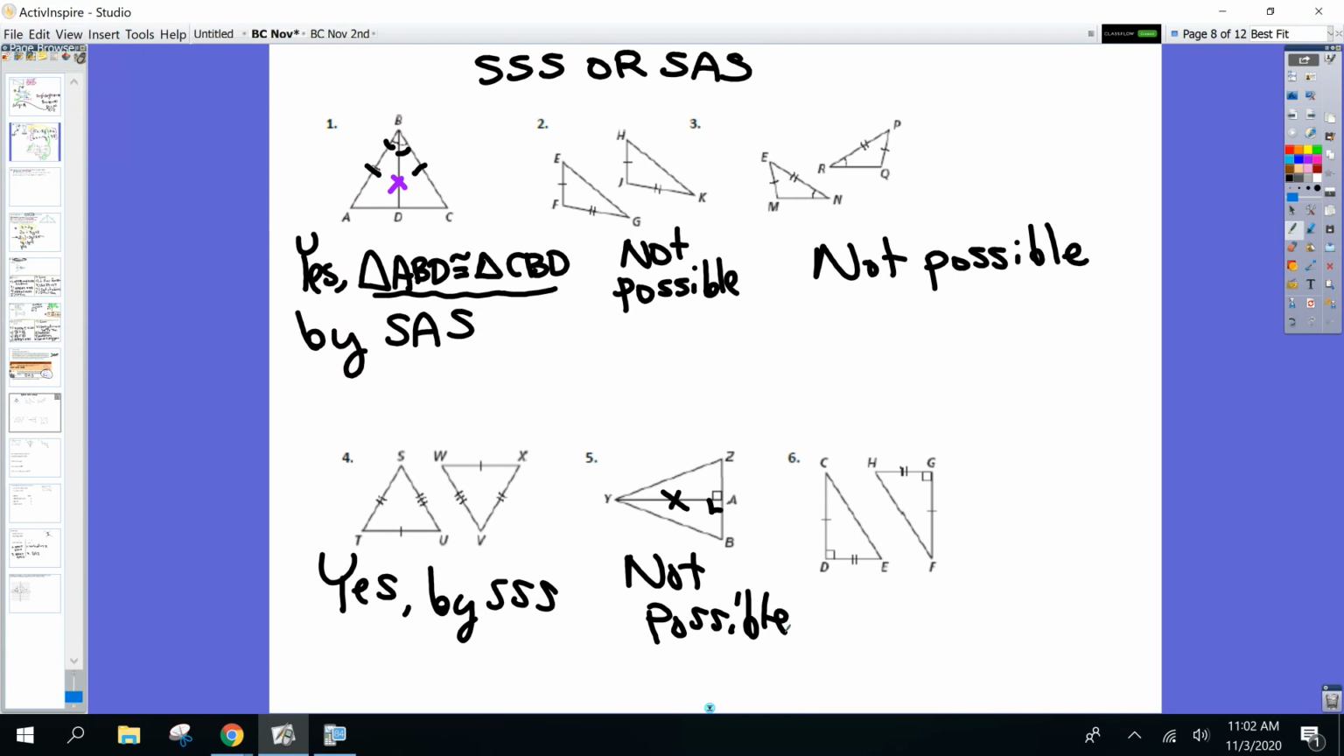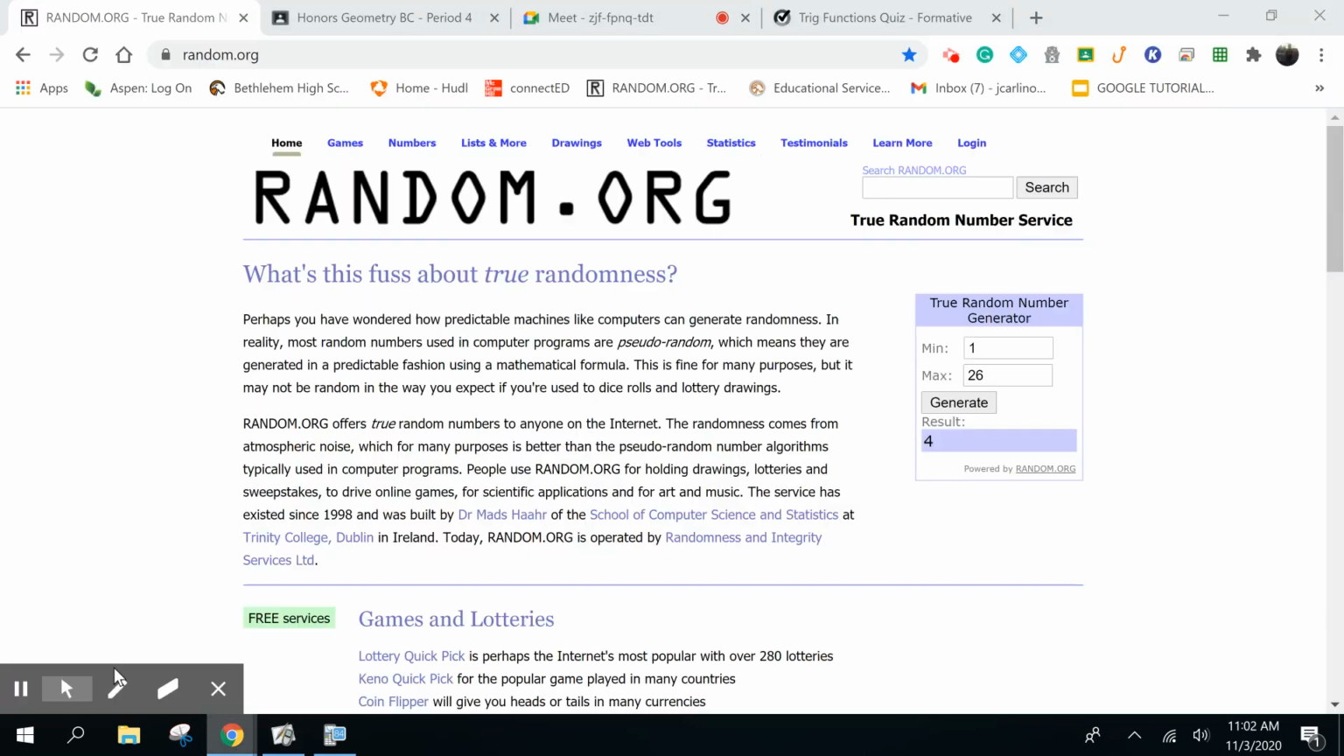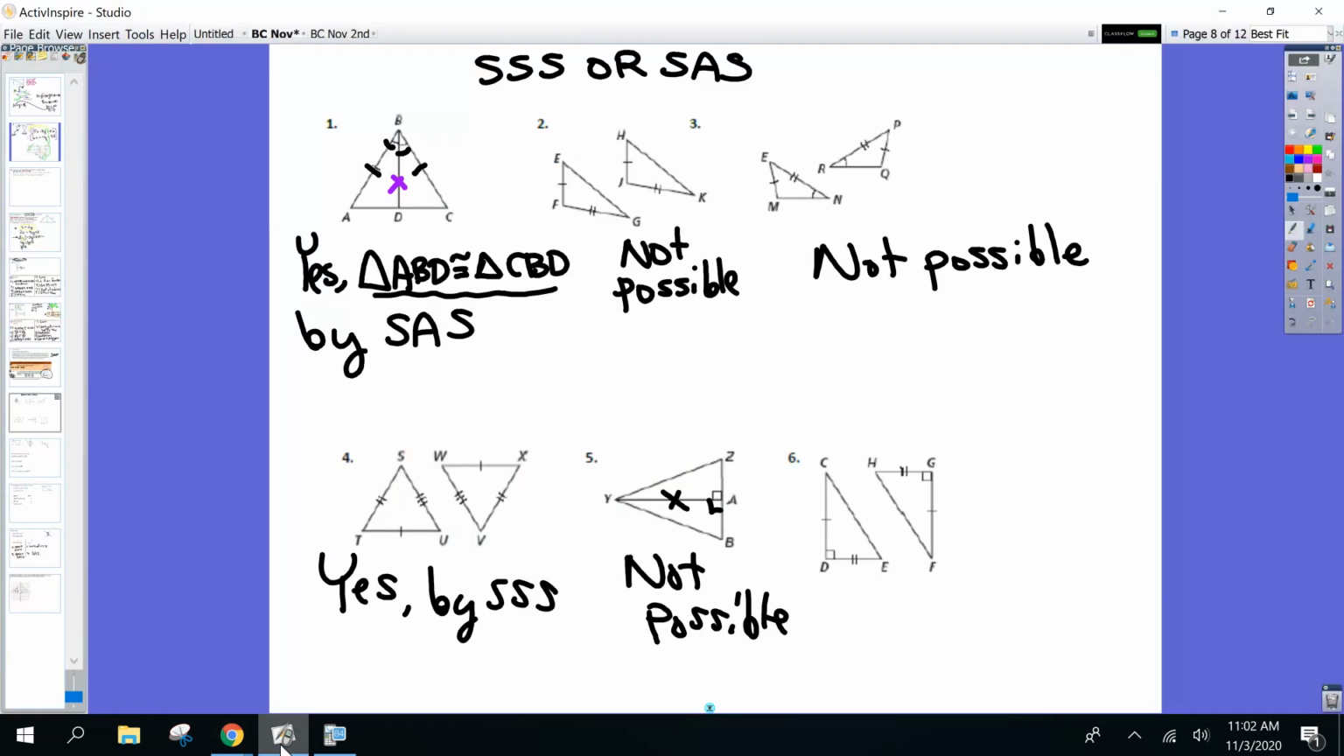Number 6. What are we thinking for 6? Enough to say they're congruent? Sabrina, what do you think? Yes, that's enough. Everyone, this is side, angle, side. You see the right angle? Both right angles are in between the congruent sides.